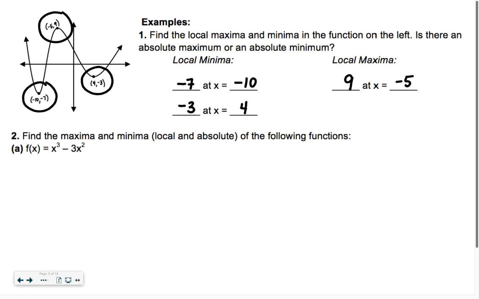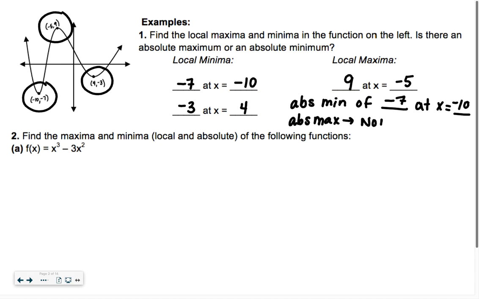So how about absolute? Do we have an absolute min? Yes. So we say absolute min of something, and then we say at x equals something. So absolute min of what? Of -7 at x equals -10. And then the absolute max? There's none. Right, there's none. Okay, because it goes up forever on the right and left.